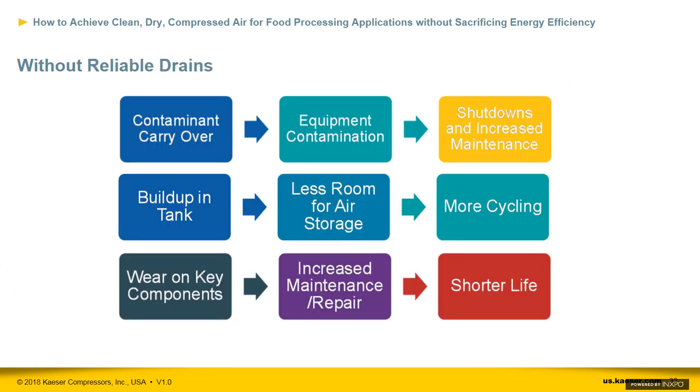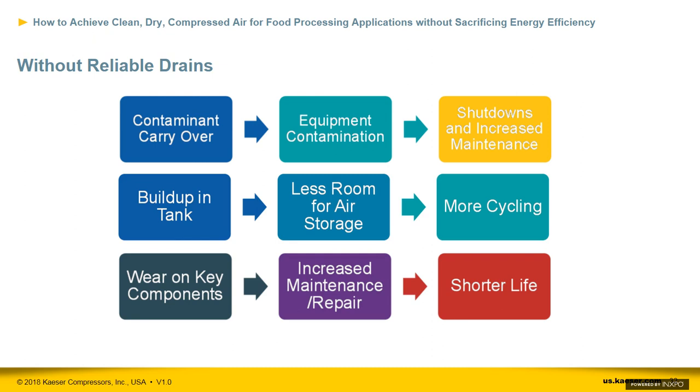Without reliable drains and moisture separators, tanks, dryers, and filters, you run a high risk of contamination that you spend money to remove, building up in these components and getting downstream into production equipment. And with tanks, there are other negative impacts.